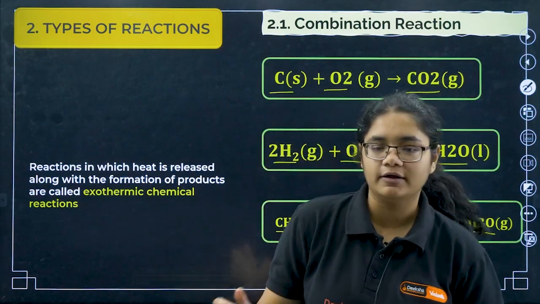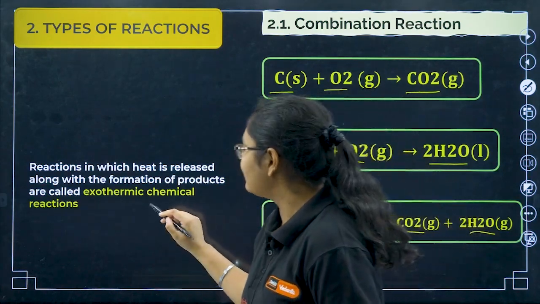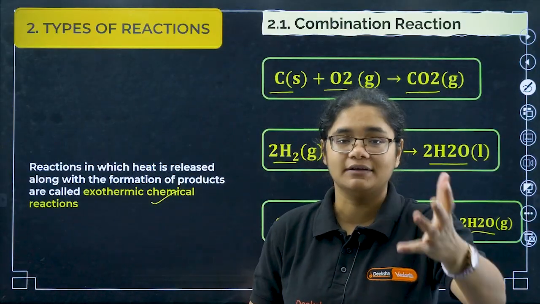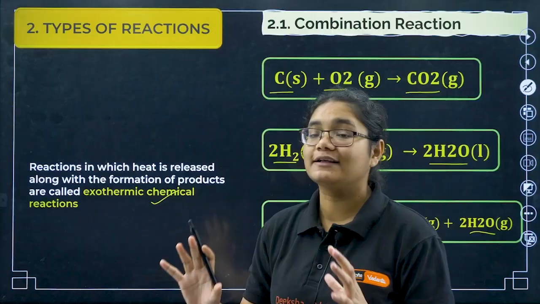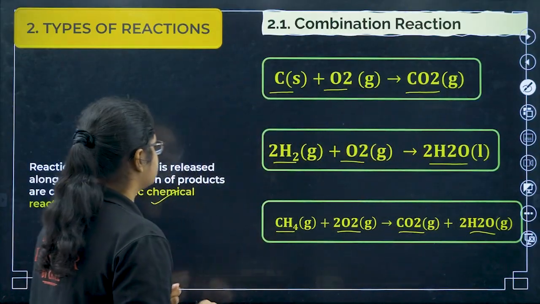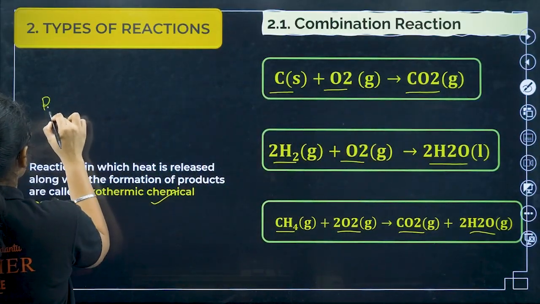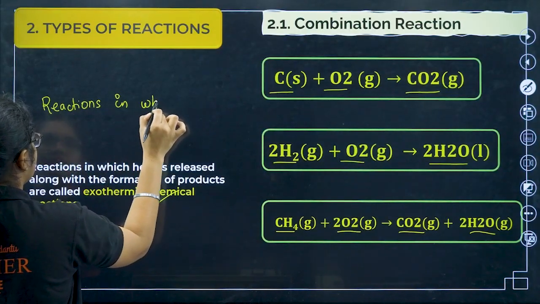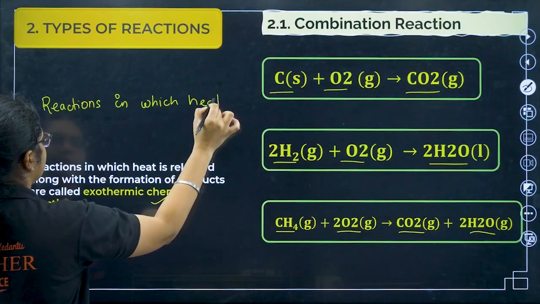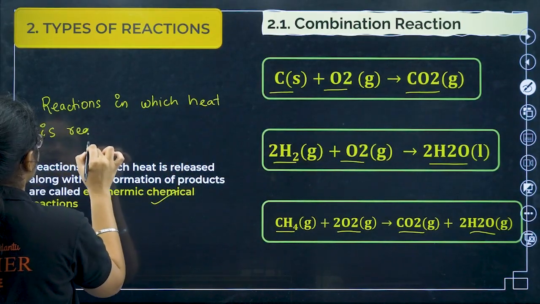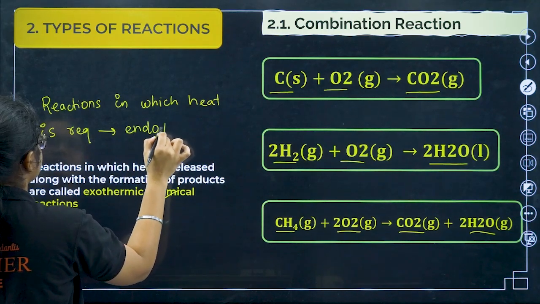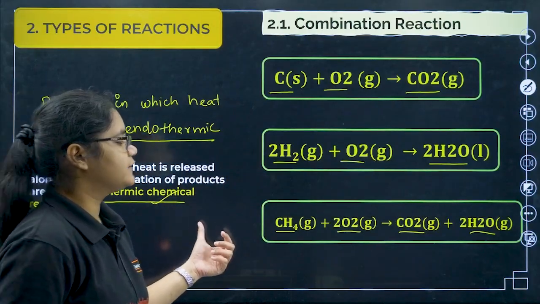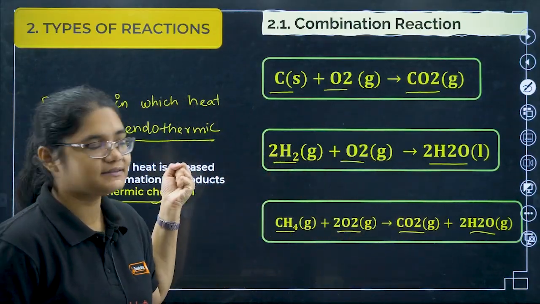Now in combination, there is one more type of reaction that you should know about, exothermic reactions. Those reactions in which heat is generated, heat is given out, are called exothermic reactions. And what will be the opposite of this one? The reactions in which heat is required are called endothermic reactions. So this is a special type, exothermic and endothermic. In exothermic, heat is given out, in endothermic, heat is absorbed.